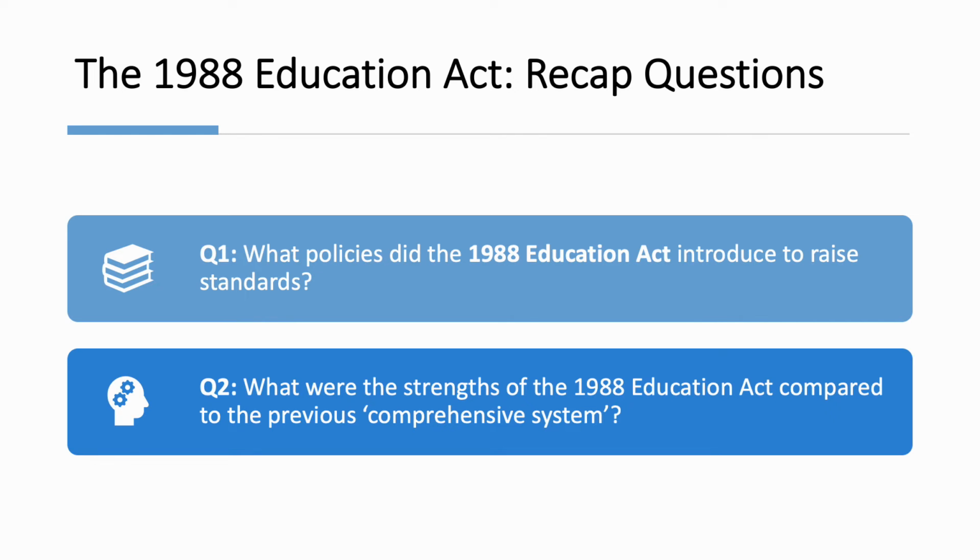So a couple of questions you might want to think about. So what policies did 88 introduce to raise standards? And what were the strengths of the 1988 Education Act compared to the previous comprehensive system?